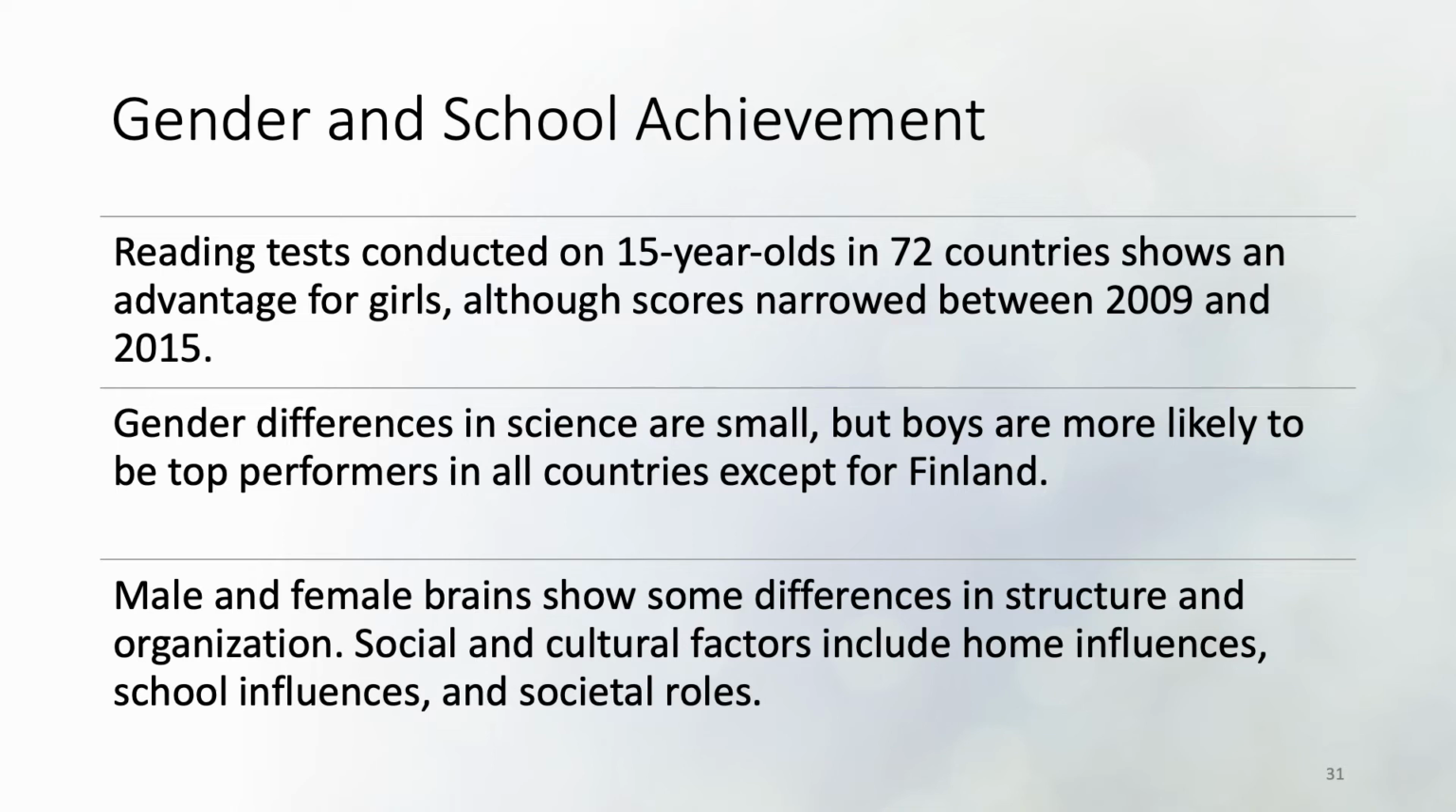So we know that reading tests conducted on 15-year-olds in 72 countries show an advantage for girls, although the scores narrowed between 2009 and 2015. We know that gender differences in science are actually small, but boys are more likely to be top performers in all countries except Finland. And then finally, male and female brains show some differences in structure and organization. Social and cultural factors may include home influences, school influences, and societal roles. So, once again, we learn nature and nurture matters.